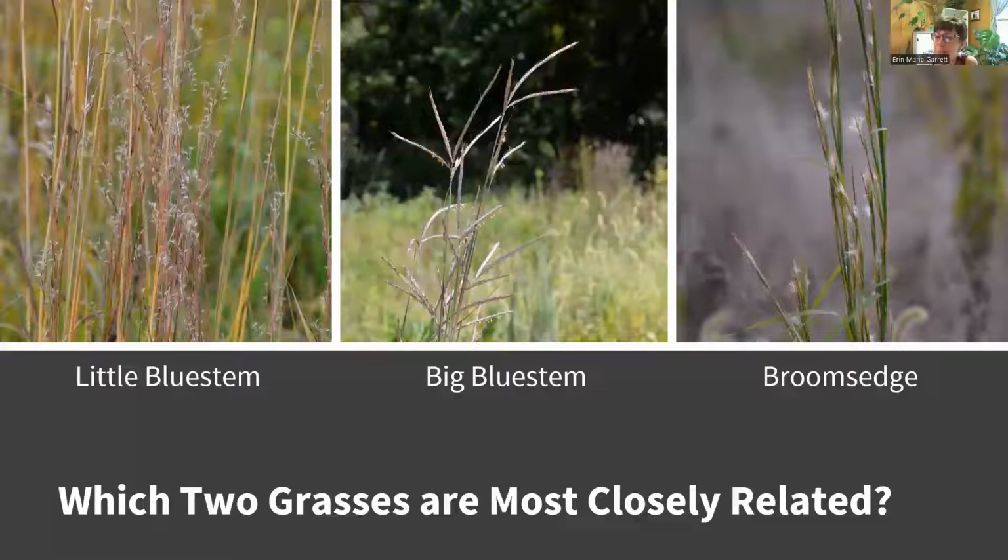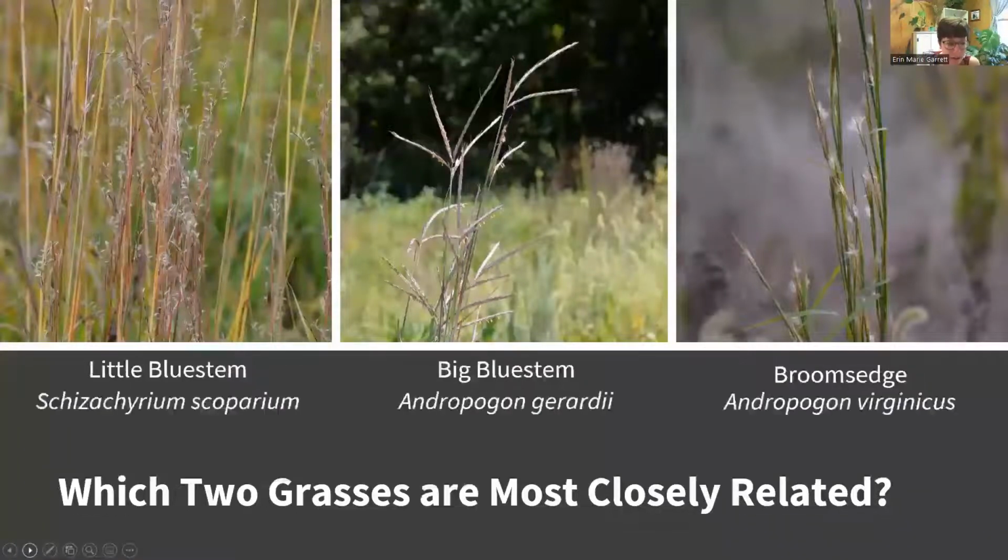We have lots of votes for little blue stem and broom sedge because they look similar. We had some for little blue stem and big blue stem based on the name. And some of you have caught on, or you're grass experts, and it's actually big blue stem and broom sedge, the two on the right, that are most closely related to one another.